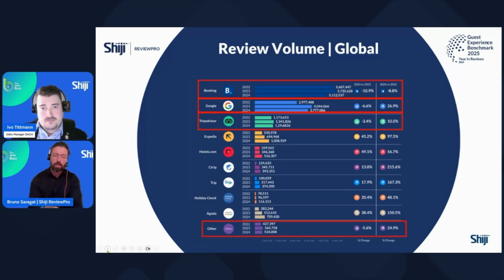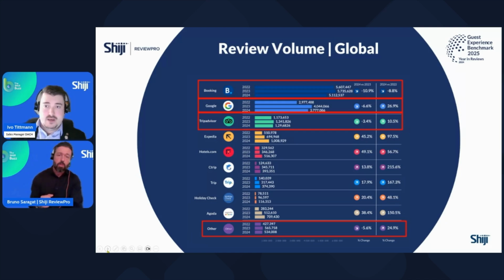The other important thing to mention is the smallest sources are losing volume, probably because they feel the squeeze of the growth in review volume from Expedia, Hotels.com, and Agoda. There are different reasons as to why Booking.com has been losing review volume. Probably they executed the strategy post-COVID in a brilliant way, and they were able in 2022 to reach 50% of the worldwide review volume market. And then we are probably seeing some sort of market rebalancing, Ivo, in this case.